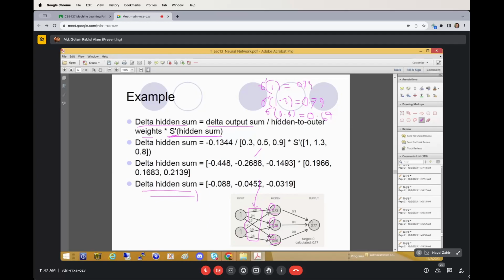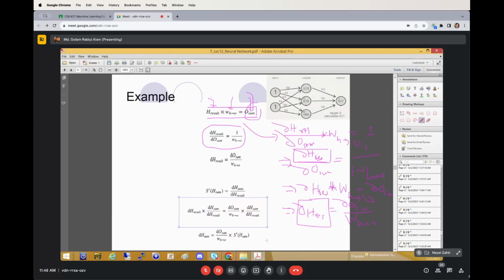If we want to update this one, we need to calculate the delta hidden sum, and that's what we are doing. There is a relationship between our delta W input to hidden and our delta hidden sum. We will build a relation between these two. That's what we are currently updating using these equations, and using these derivations we got that relationship. You understand?